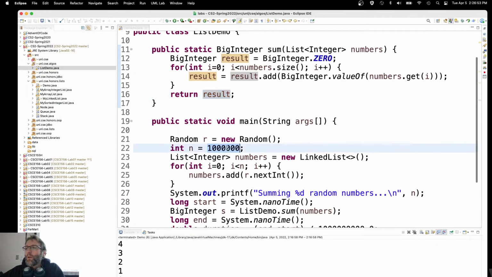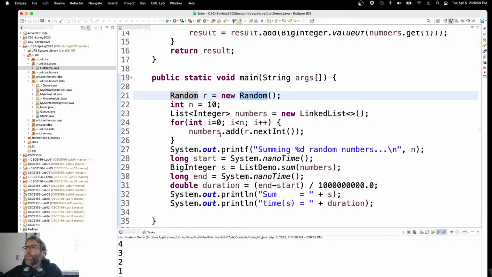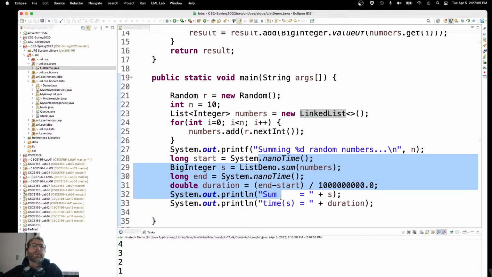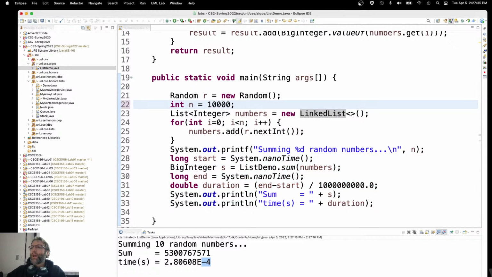Okay? So let's just go ahead and start out with 10 values here. They're all random values, okay? This one just builds this list, which is initially a linked list. And then I time how long it took me to sum all those up. So let's go ahead and run this and you'll see that, okay, so it's kind of a large number, right? But it took a very small amount of time, right? That is a -4 there, so we're talking about 0.00028 seconds, okay? So let's bump this up to, say, a new baseline here, 10,000 elements, okay?